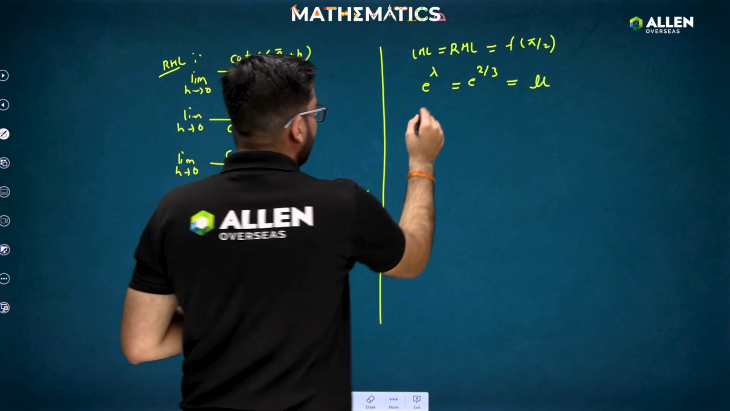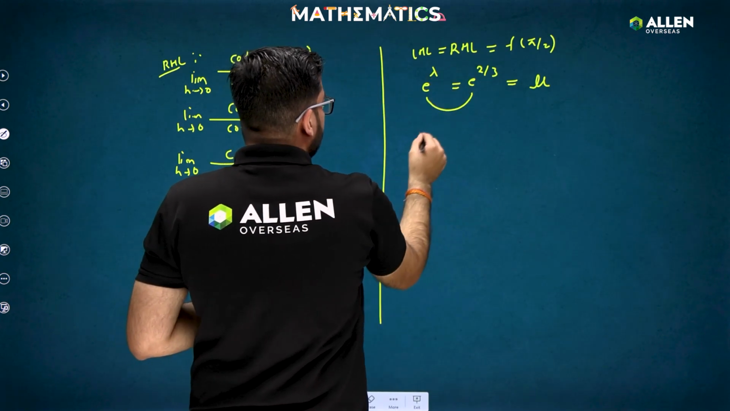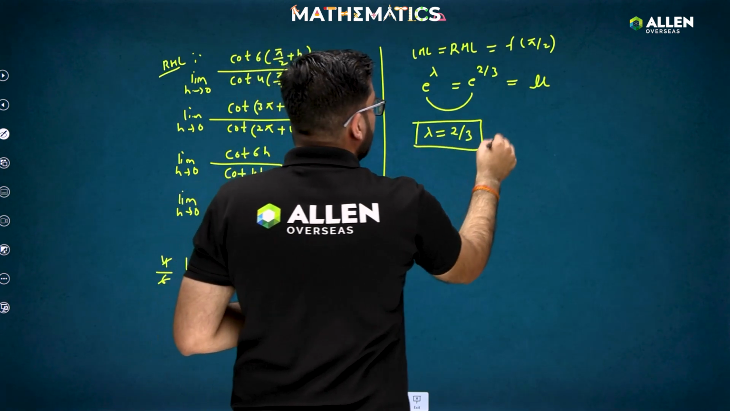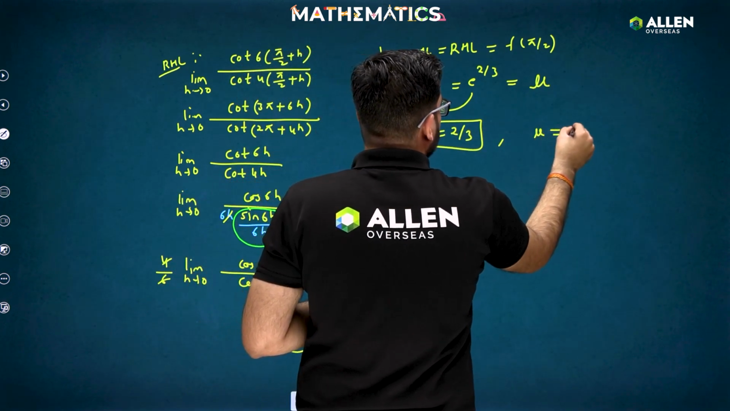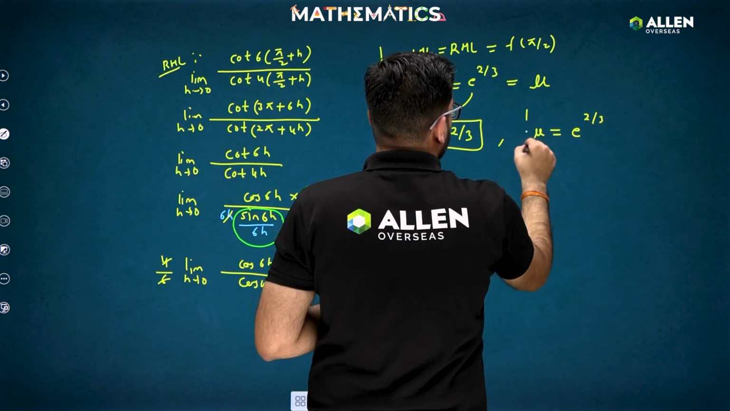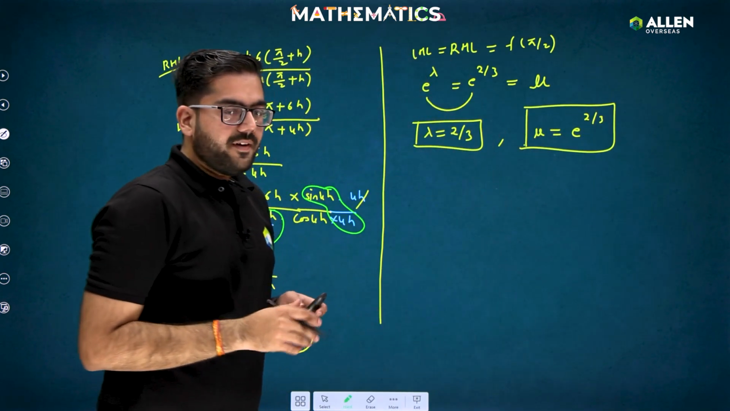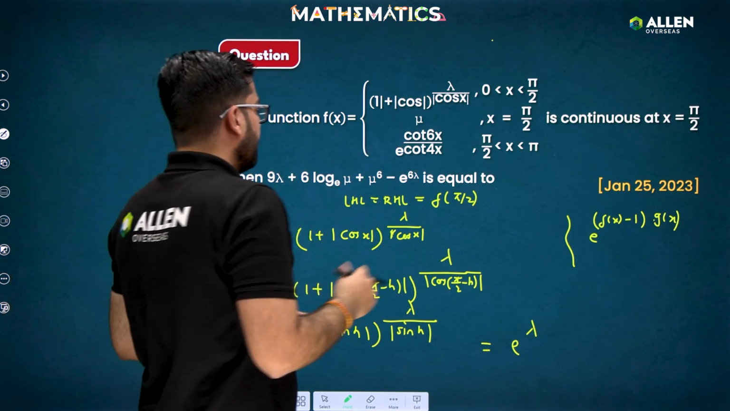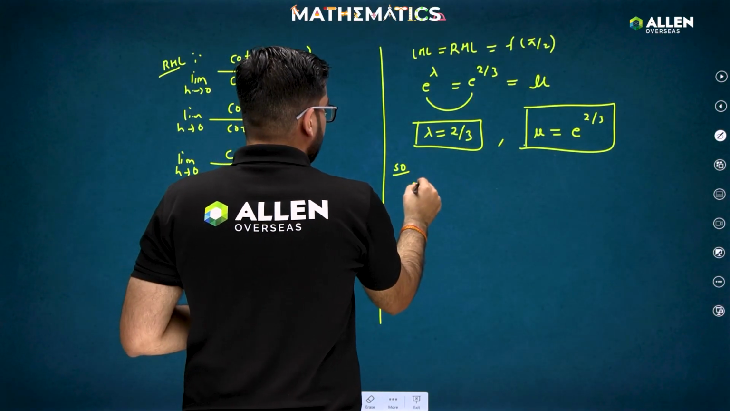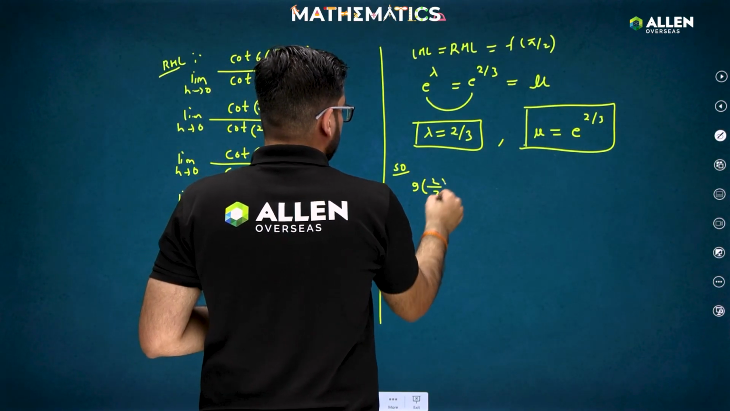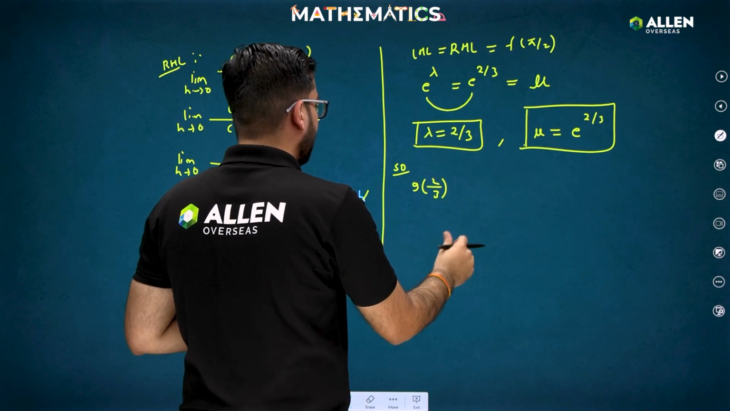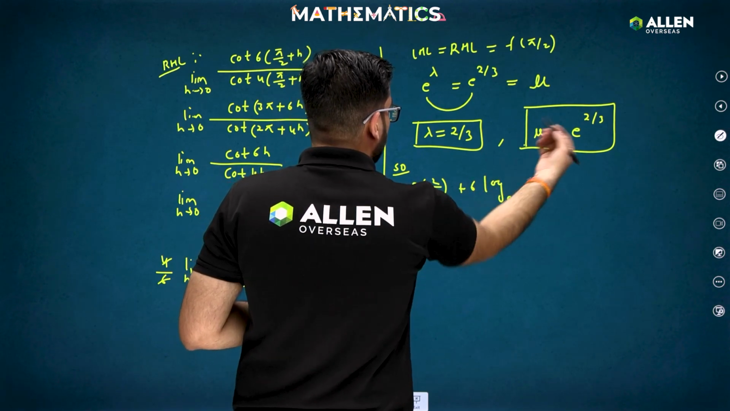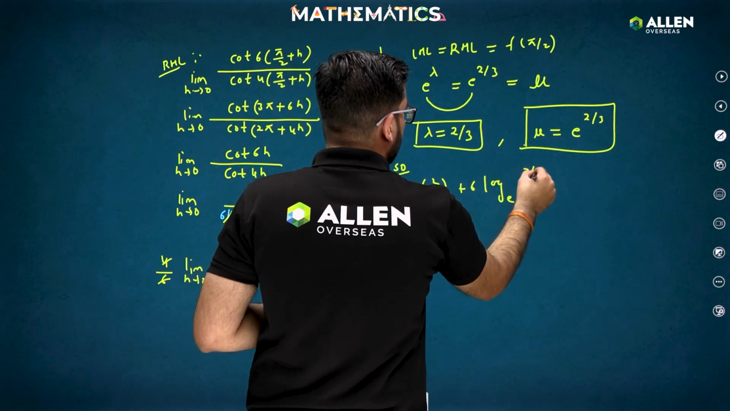Now we can easily make the comparison. When we compare, we get the value of lambda, that is 2 upon 3, first thing. Similarly, the value of mu we get, that is e power 2 upon 3, second thing. That's all. Now finally we have to put all our data in this expression. So we are getting 9 lambda plus 6: 9 times lambda, that is 2 upon 3, and 6 times log base e of mu, where mu is e raised to 2 upon 3.